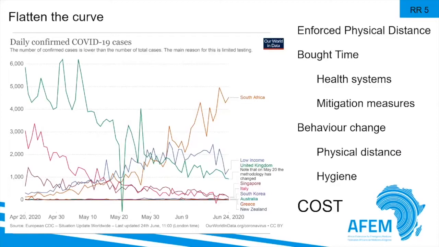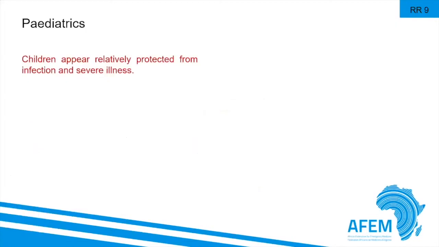And so bringing it back closer to what's applicable to the EC, in Rapid Review 9, we looked at some of the pediatric implications around the pandemic. And I'd like to spend a little bit of time focusing on that. So, children appear relatively protected from infection and severe illness. They're less likely to get the infection in a household where they're not the index. They're unlikely to be the index case in a household.